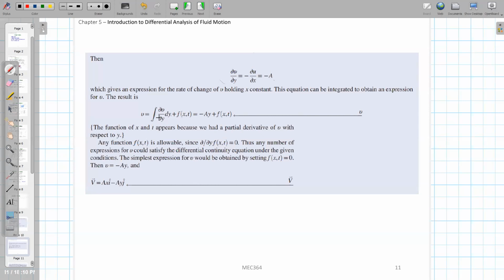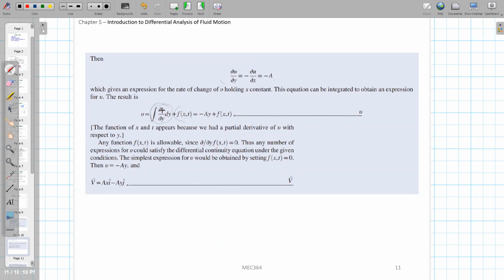Okay, but because this is a partial derivative, not the direct derivative, the integration of this one will give you a constant, and that constant will contain anything not y, which means that constant can be anything, a function of x and t. Because this one you will integrate this one, right?